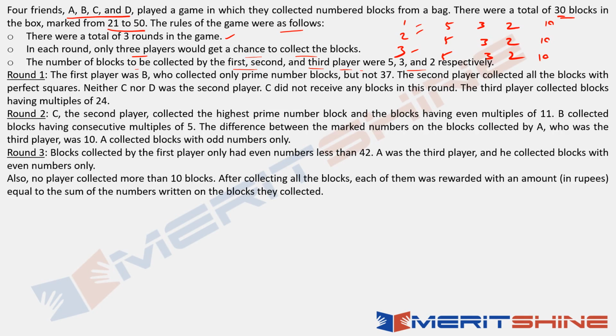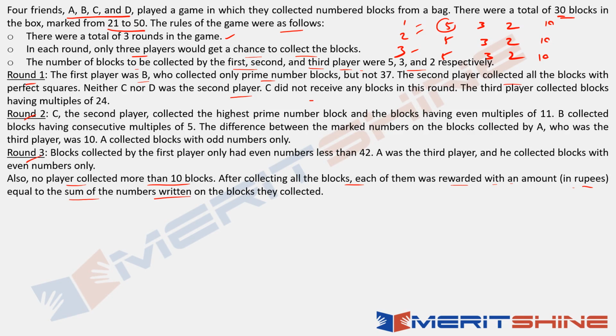And then it's given specifically for rounds here. So round 1, some condition given, first player was B. So first player was B means that B would pick 5 blocks, right? It would go like this. And then a condition is given, second player does this. So likewise it goes for round 1, round 2, round 3. And finally, it's given here, no player collected more than 10 blocks. It's okay.